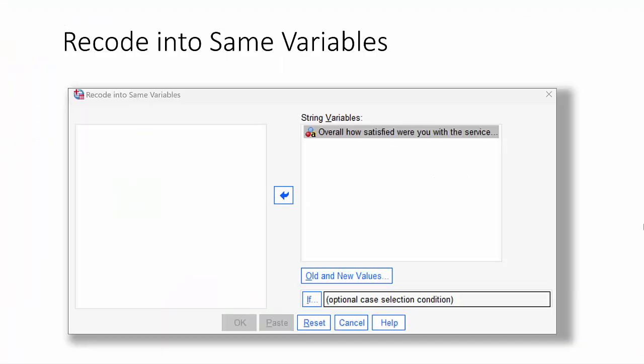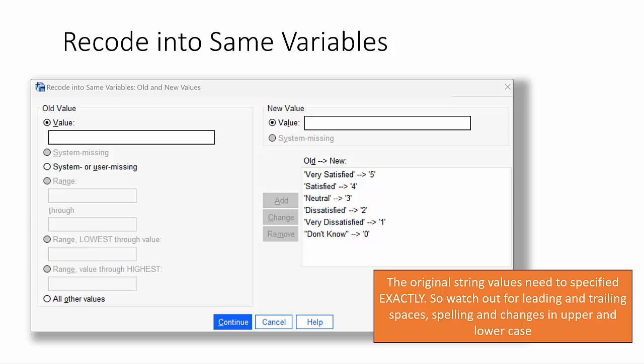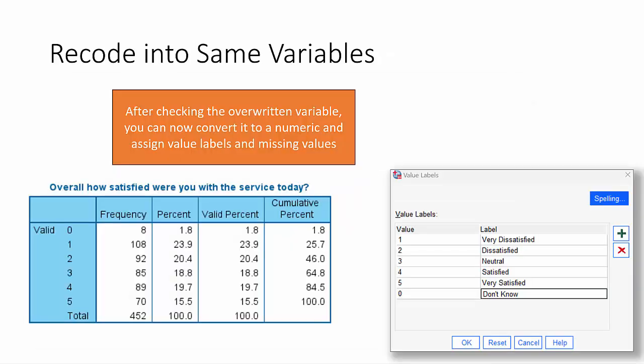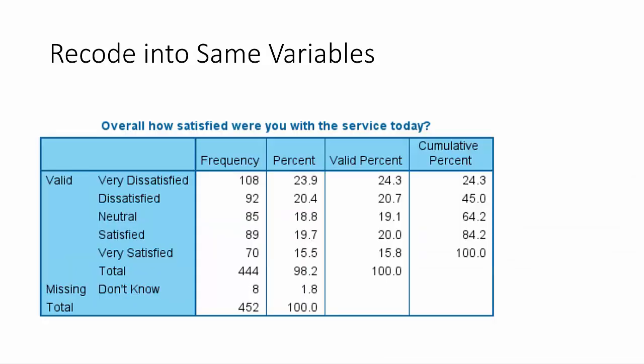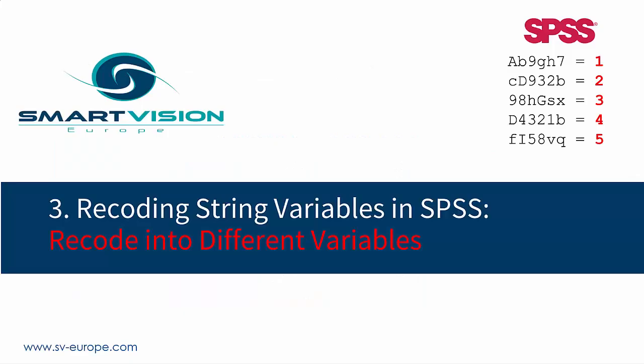So again, a quick recap of what we just did there. We used recode into same variables under the transform menu. This allows us to overwrite the original string variable, but of course we have to spell the string descriptions exactly correctly in the correct lower and upper case. And then we can assign numeric codes to that, bearing in mind it will still be a string field that we're creating. After we've created that, we can assign value labels, missing values, and convert it into a numeric field, and we've completed it.